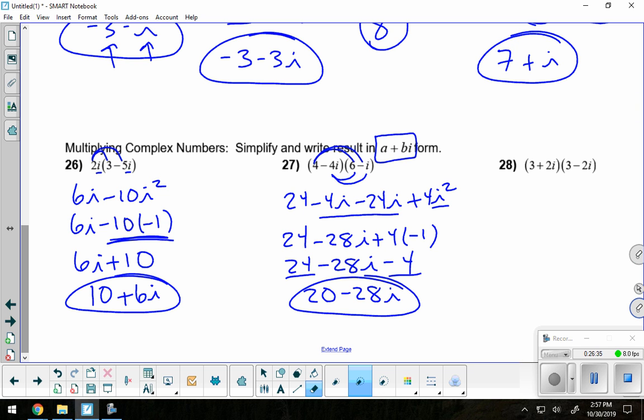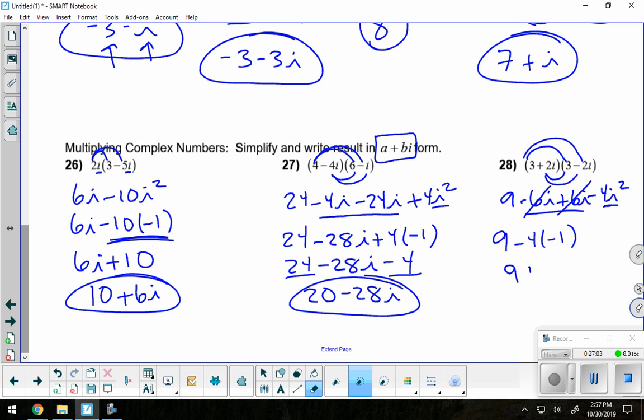Okay, so 28, last one on this page. Again, foiling these two together, this would be 9 minus 6i plus 6i minus 4i squared. Okay, again, fixing this one up. Combine these like terms, so you'd have 9. Well, those just cancel, negative 6i plus 6i. Then you'd have minus 4 times negative 1, so replacing my i squared again. So that'd just be 9 plus 4, which gives you 13 as your final solution.